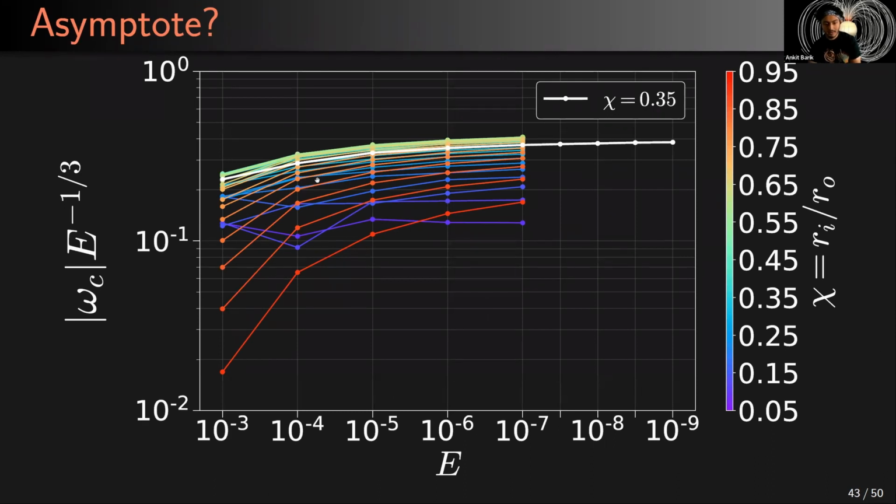There is a non-monotonous nature that's reflected here, but you can see they're all almost nicely going towards an asymptote. Right.